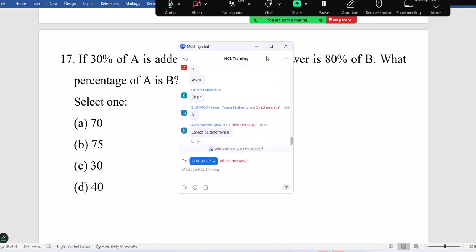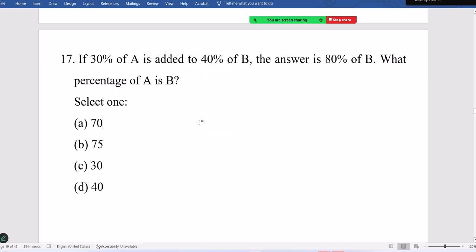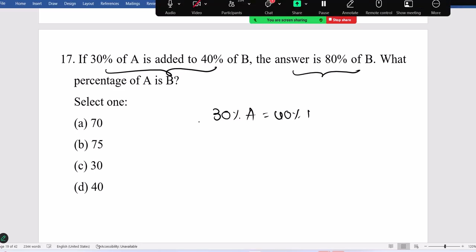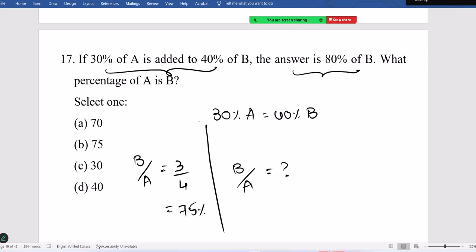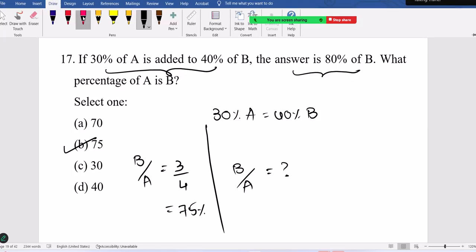Now see, the 17th one is cannot be determined. Okay, good. That's what, there is a problem in the question. Now here 30% of A added to 40% of B, the result is 80% of B. It means clearly 30% of A is equal to 40% of B. Here 40 plus 40 equals 80, subtracting 40. Now what percentage of A is B? B out of A is how much percentage? Now here B by A is nothing but 3 by 4, which is 75%. Option B is correct, 75 percentage.